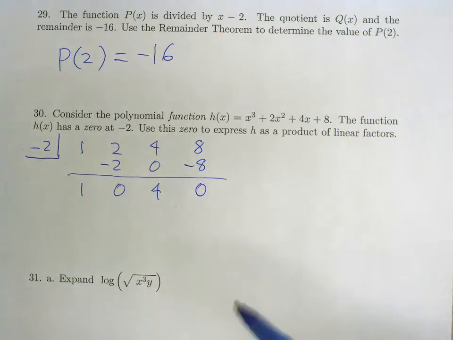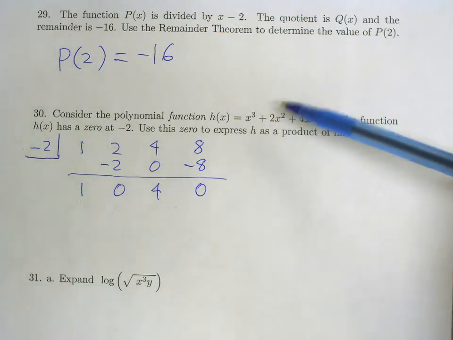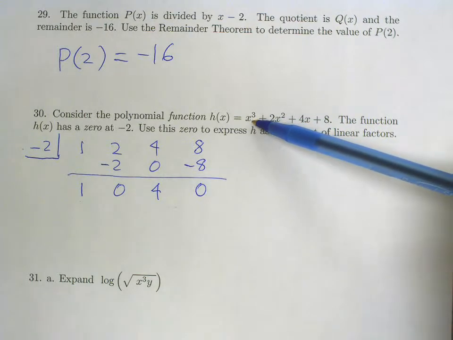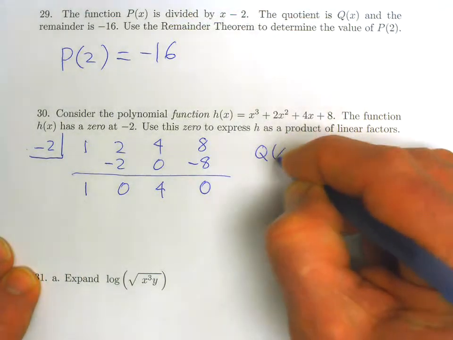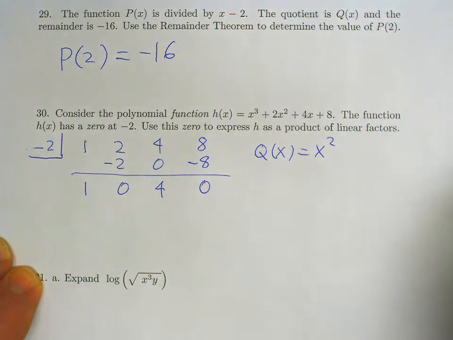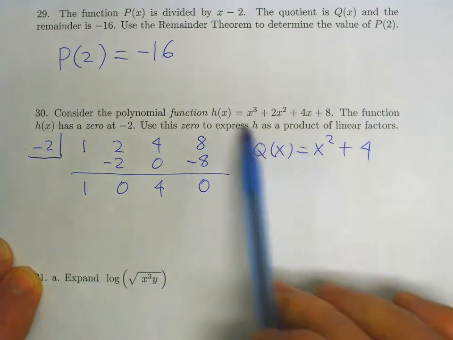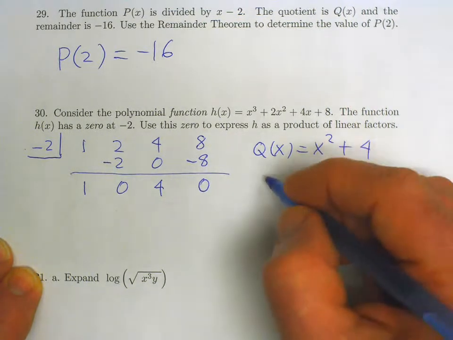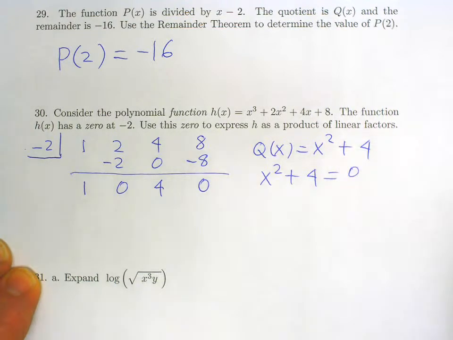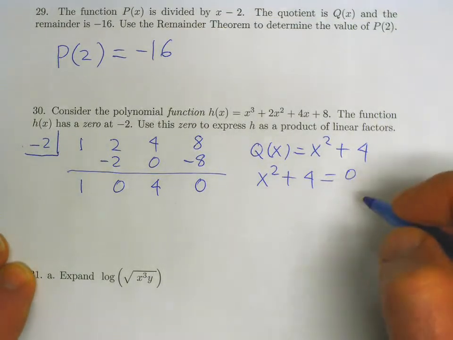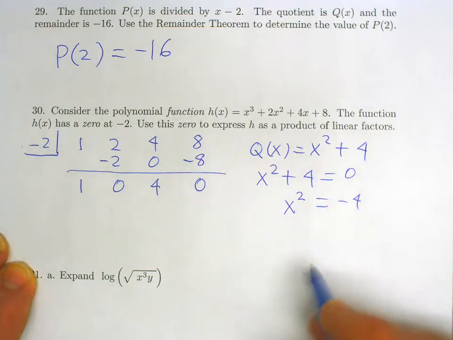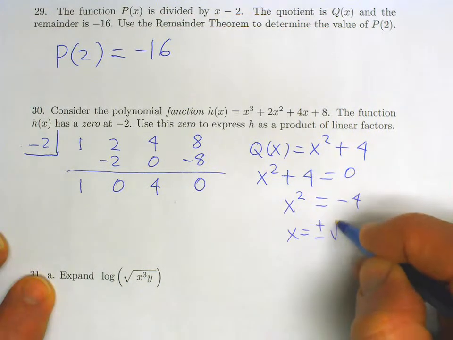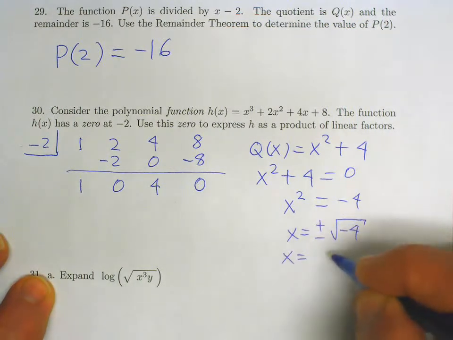The quotient is degree 2 because, in effect, what we were doing, we were dividing a degree 3 polynomial by a degree 1 polynomial, and the quotient is degree 3 minus 1, or degree 2. So the quotient, q of x, is x squared plus 0x plus 4. And to find the remaining zeros of h of x, we set the quotient equal to 0 and solve for x. So x squared plus 4 equals 0. We can solve this using the square root method, or the square root property. So x squared equals -4, and then x equals positive and negative square root of -4, or x equals positive and negative 2i.